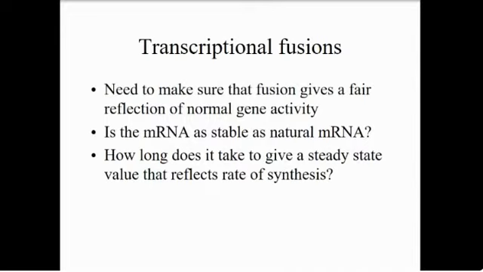Okay, so these are caveats that I've already mentioned. You need to make sure that the fusion gives a fair reflection of normal gene activity. One of the things that you need to worry about is that messenger RNA, if you're interested in expression, is actually a regulatory element within systems. So messenger RNA for most bacterial genes is quite short-lived. It'll degrade very rapidly. And so by fusing a promoter to an unnatural gene, your reporter gene, you might actually be altering a key property such as messenger RNA stability.